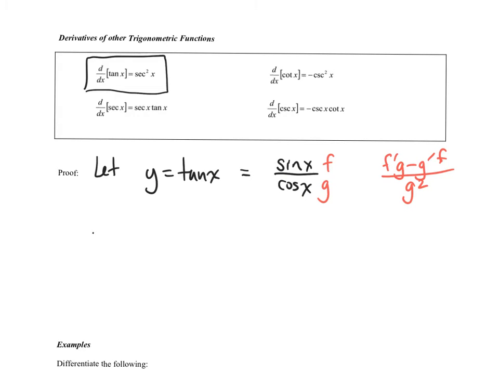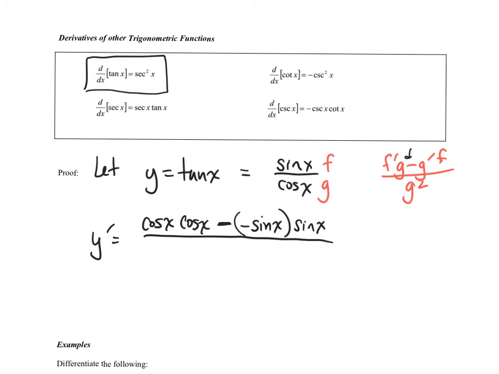So if I find the derivative, y prime, the derivative of f, the derivative of sine is cosine of x, times g, which is cosine x again, minus, because we got the minus sign, g prime. Well, the derivative of cosine, remember, is minus sine x times f, which is sine x again, all over g squared, which is cosine squared x. Well, this works out really nice because this becomes cosine squared x plus sine squared x over cosine squared x.